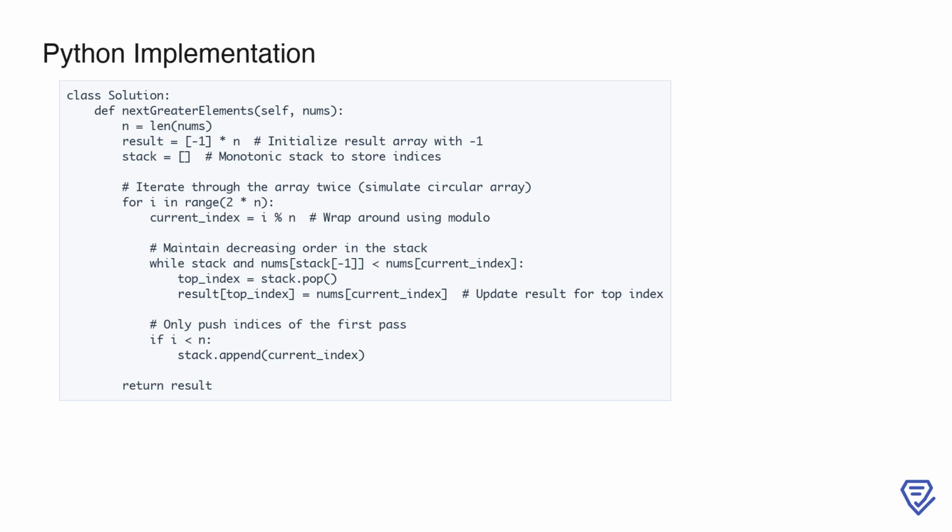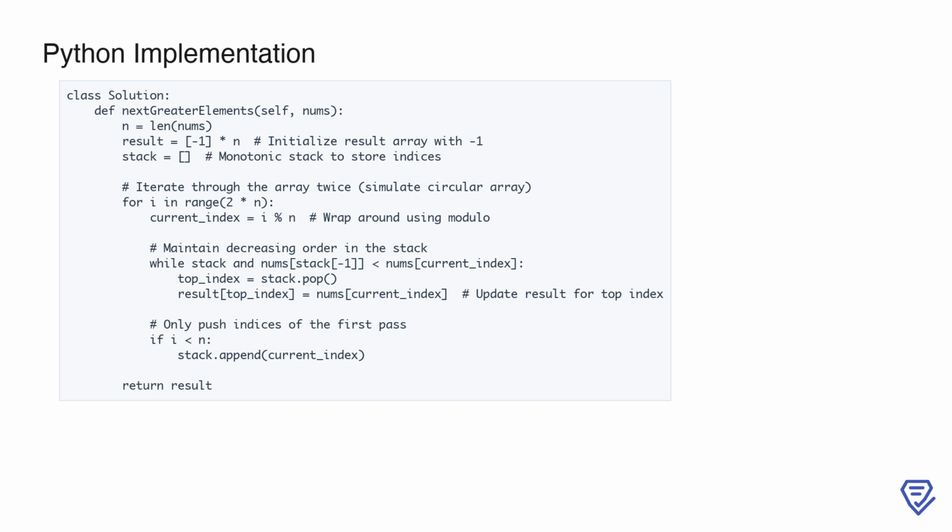2. Circular array iteration: we iterate through the array twice, 2*n. The modulo operation, i % n, ensures we simulate the circular nature of the array. 3. Finding the next greater element: while the stack is not empty and the current element, nums[current_index], is greater than the element at the index stored at the top of the stack, we pop the stack and update the result array for the popped index. This step ensures that we find the next greater element for all indices in a monotonically decreasing order.